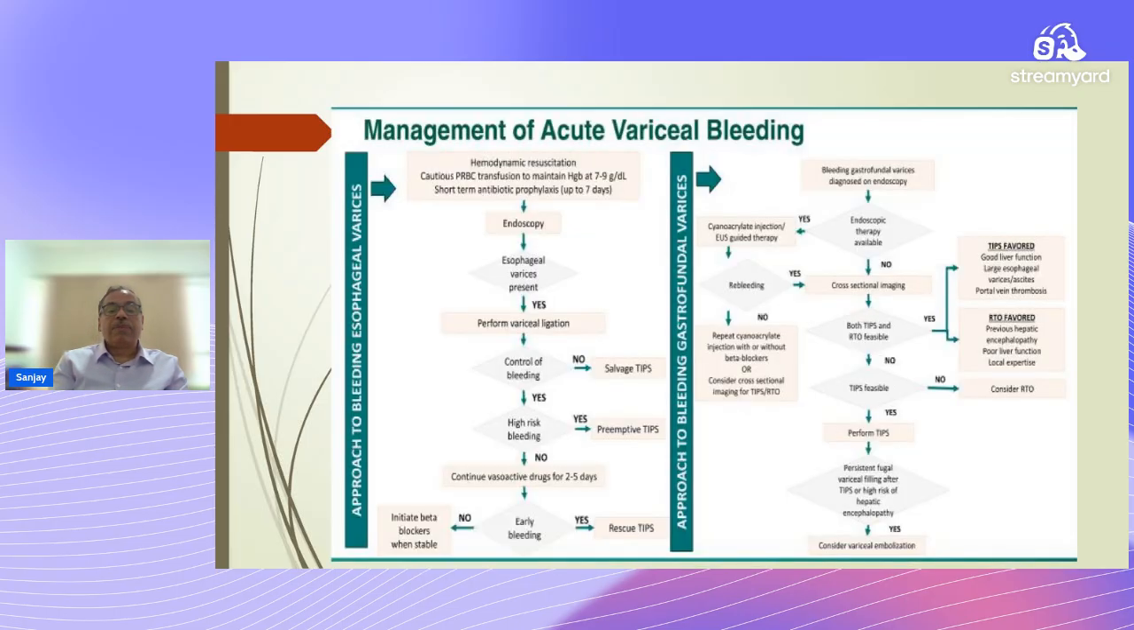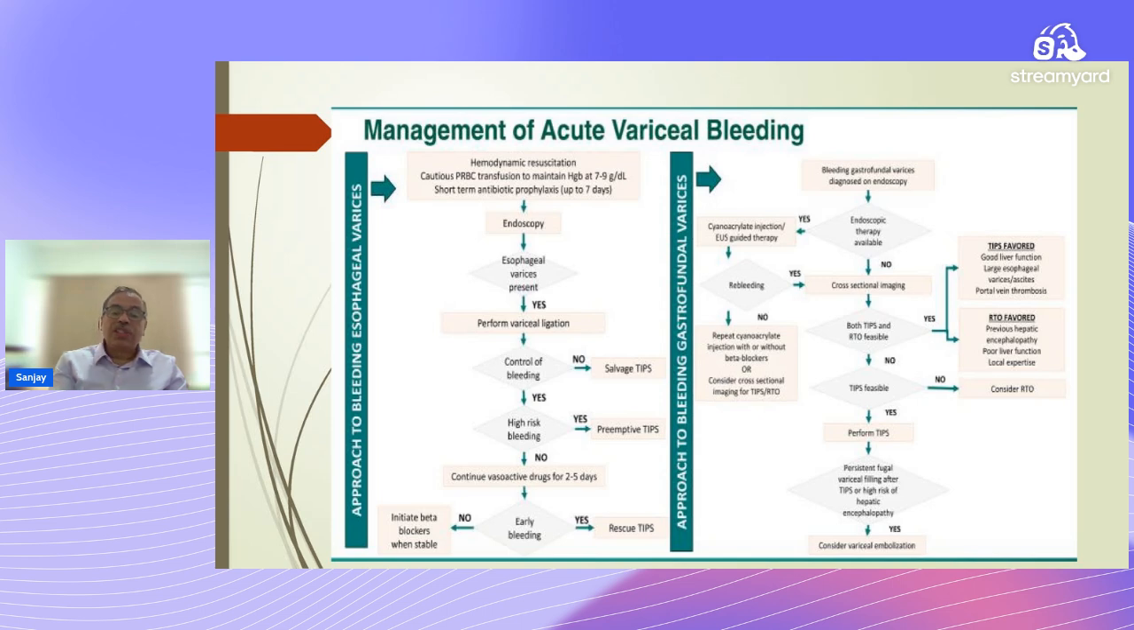This is a flow chart for acute variceal bleed. If you see, the first thing which you should do is hemodynamic resuscitation. Use packed RBCs, maintain hemoglobin at 7. Short-term antibiotic prophylaxis for about 5 to 7 days should be given. Once the patient is stabilized, subject the patient immediately to endoscopy.